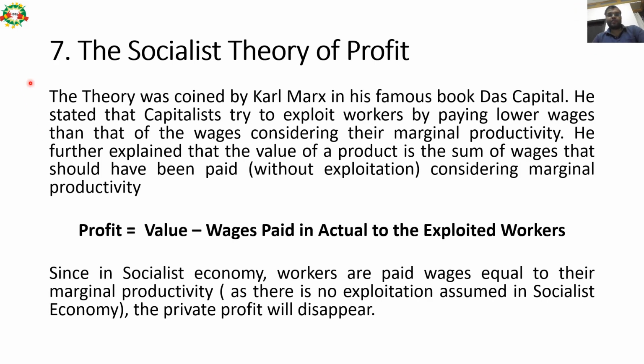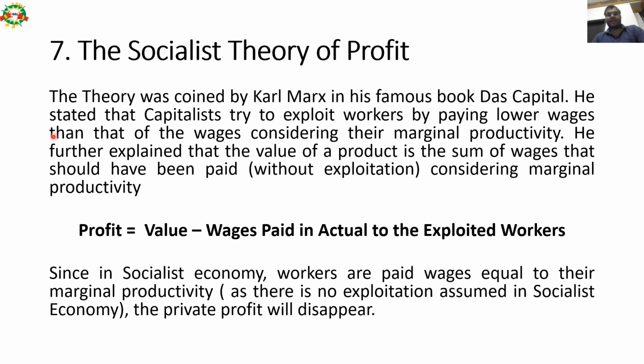Seventh and last theory is the socialist theory of profit. The theory was coined by Karl Marx in his famous book, The Capital. Please remember the name of this book. Sometimes one mark theory question comes out of it only.